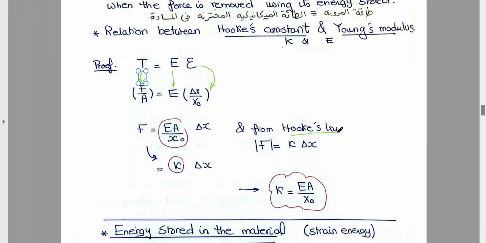Hooke was the first one to study elasticity, but he studied it from the force point of view. I'm comparing Hooke's law with this law. So by comparison, K equals EA over X naught. This is the relation between K and EA over X naught. This is the relation between Hooke's constant and Young's modulus.